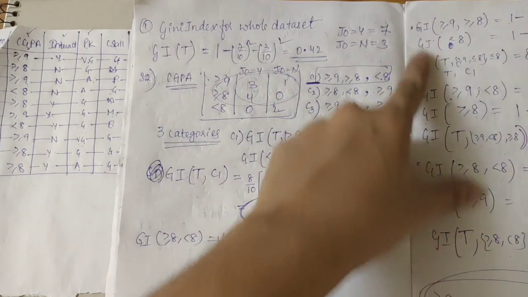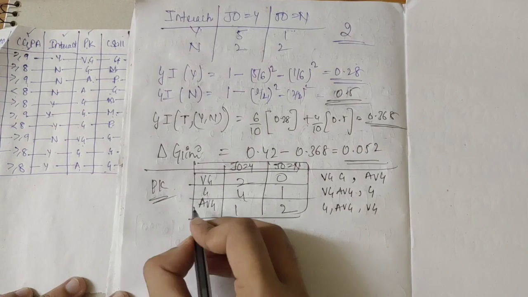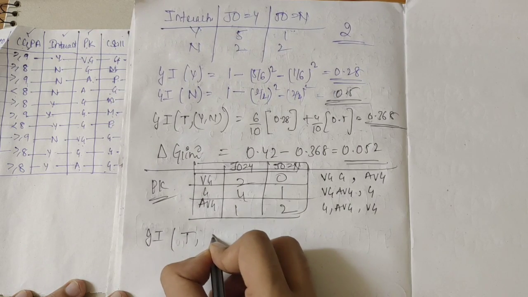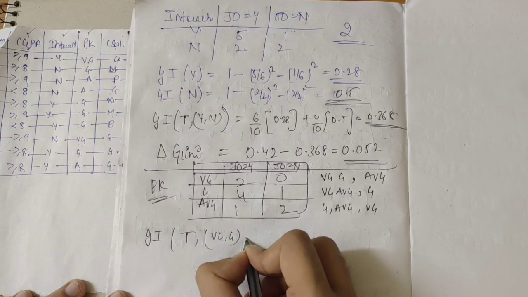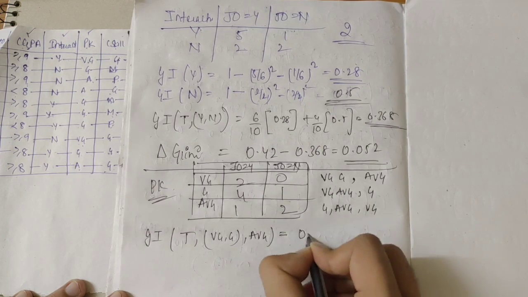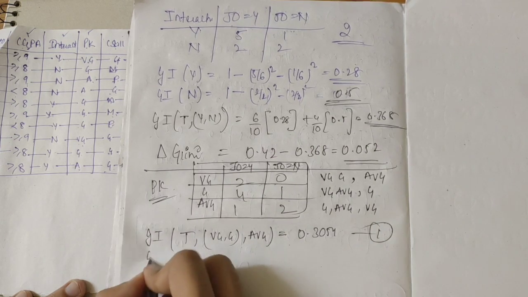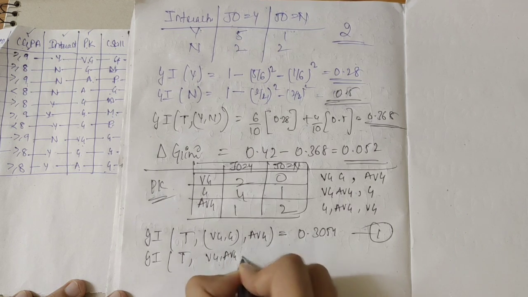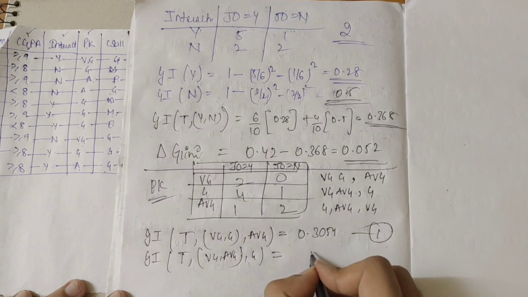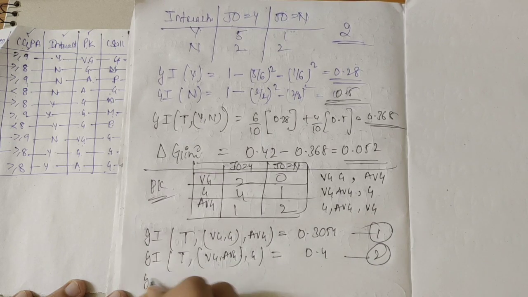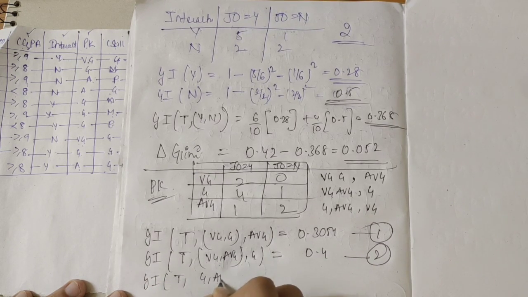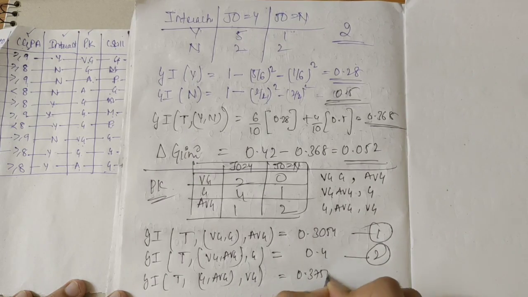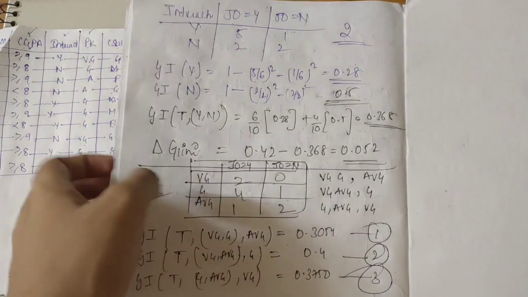Similarly, how I have solved here, if you solve, you would get the values. I'll write the values directly. T, comma, very good, good is one combo and average as the second. I would get 0.3054. Next, Gini index of t, comma, I'll consider very good and average and good here. So it would be 0.4. Next, I'll write Gini index of t, comma, good and average, and on this side, I'll write very good. So I would get 0.3750. This would be my third Gini index.